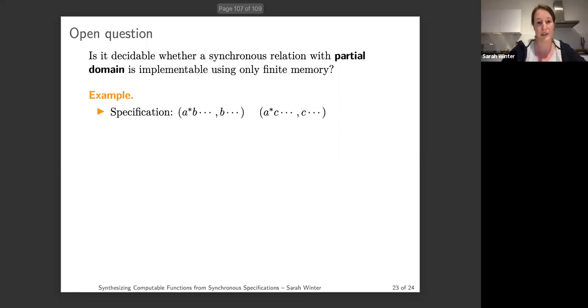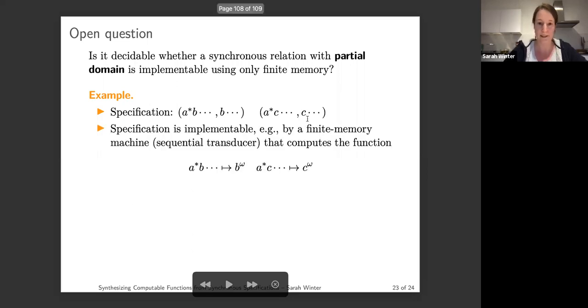So for example, if we take a look at this specification, where the input can begin with an arbitrary number of A's, and then we either see B or C, and the output must start with B or with C, then we can implement it by a finite memory device. For example, if the input contains B, then the output is B to the omega. If it contains C, then the output is C to the omega. And of course, this can be done by a device that only uses finite memory, a sequential transducer, for example.